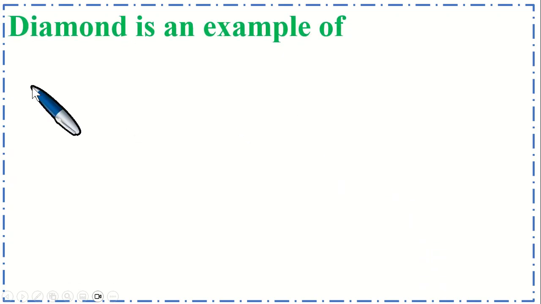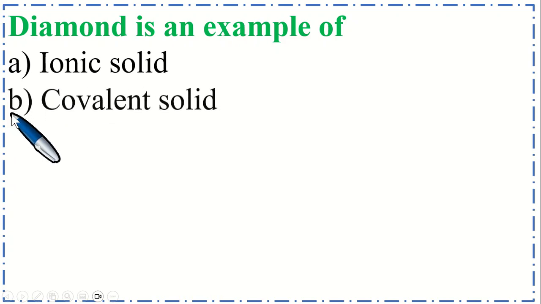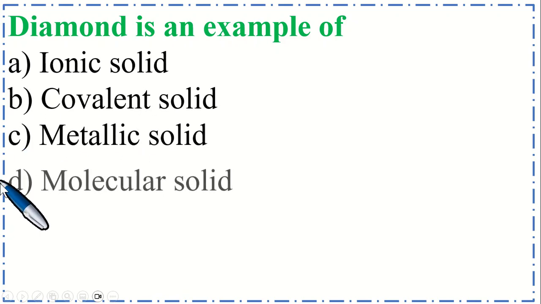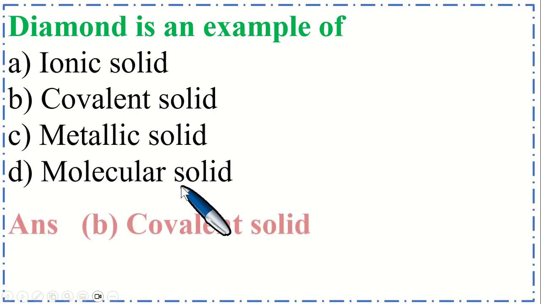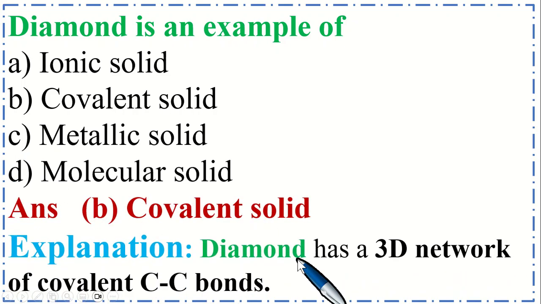So this is a very important MCQ. Diamond is an example of: option A, ionic solid; B, covalent solid; C, metallic solid; and option D, molecular solid. So the correct option is B, covalent solid. Diamond has a 3D network of covalent carbon-carbon bonds.